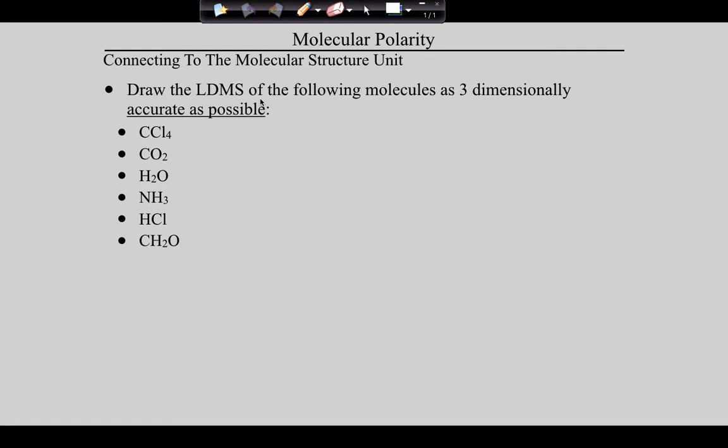So these are the 6 molecules that we're going to draw, but now we're going to draw them as 3-dimensionally accurately as we possibly can, and I'll go slow enough that you can catch up. The first one we're going to do is CCl4. Don't draw it yet. Let's talk. So this is what CCl4 looks like. Now, let's talk about geometry.